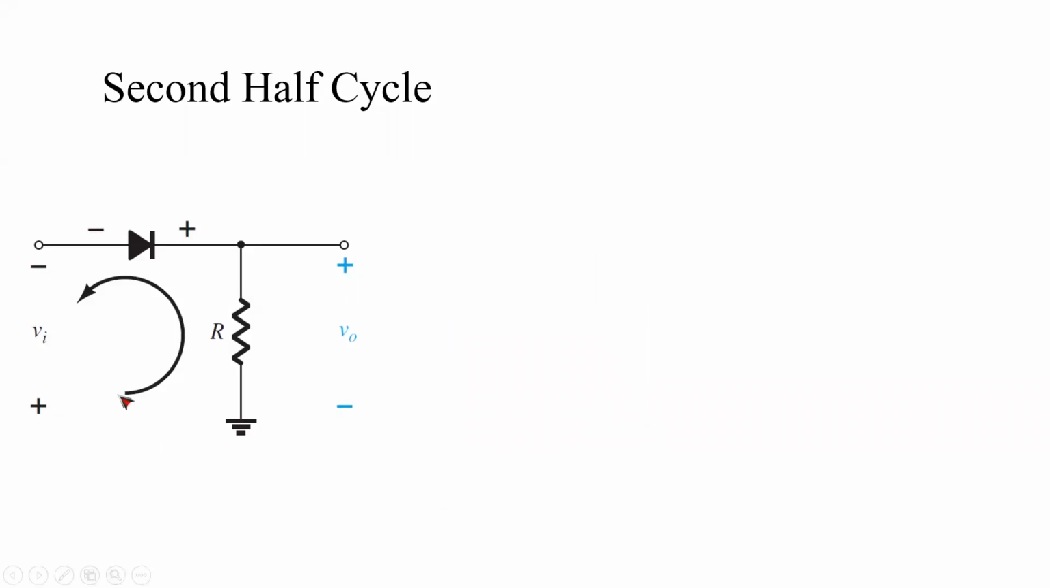Since current is going in the opposite direction, that means the diode is reverse biased. And as you know, in reverse bias there is no current flow, right? That means we can say this is an open circuit. Open circuit means no current flow, right?